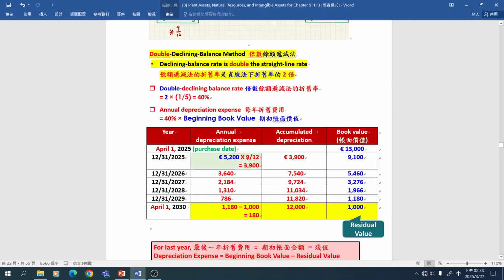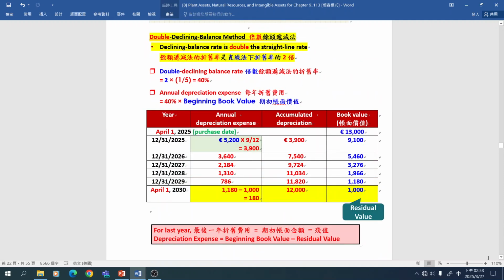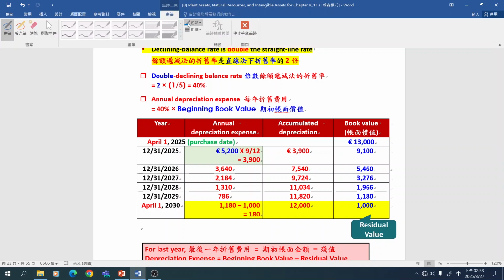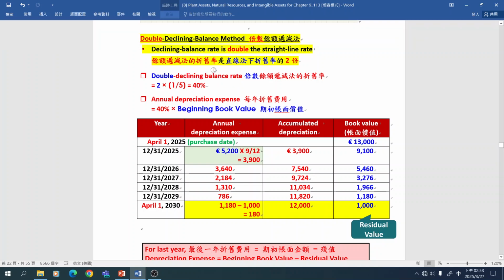For page 29, the difference, you should be very careful, is the first year. First year, how many months you use it? Only 9. So you should be careful for only 9 months. Last year, always the same. Determine your residual value, and based on residual value, figure out the other numbers.